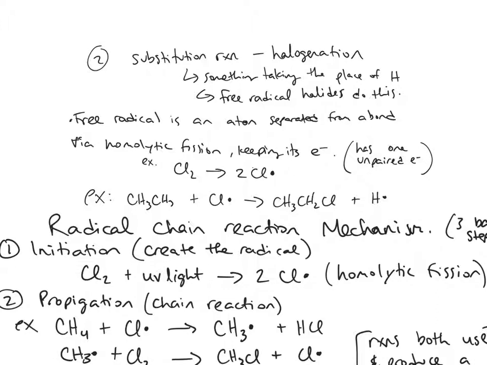So a free radical, remember, is an atom that's been separated from its bond via homolytic fission, meaning the bonds split even-steven down the middle, producing two radicals, each one keeping its own electron. So each atom now has one unpaired electron. So if you were to homolytically split chlorine, you would get two chlorine free radicals. And a generic example for what you would see in your substitution reaction, you have the chlorine radical attacking your ethane in this example, producing chloroethane, and then the hydrogen radical. That would be an example of a propagation reaction, right?